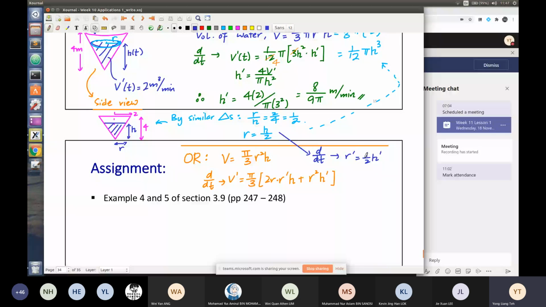Once you know this, you can substitute this into this expression to make everything in terms of h prime. So let's do that. Just substitute into here. So hence you are going to get this equals pi over 3, then this is 2r, and you can replace this r if you want also. So maybe let me replace everything. So hence you get, let me see.